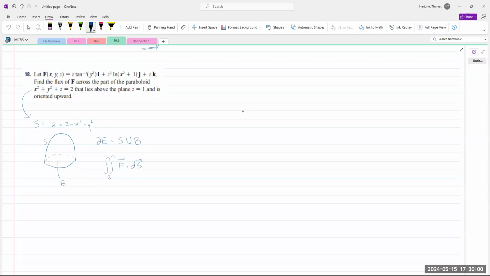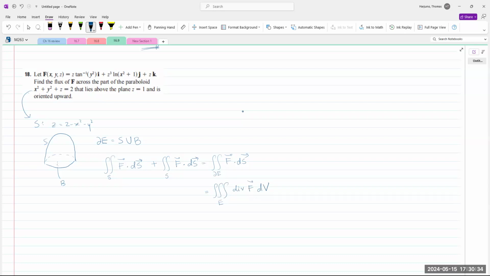Notice that the double integral over this surface S plus the double integral over surface B of f dot dS is the double integral over the boundary of E, at which we can use the divergence theorem. That's the triple integral over E of the divergence of f dV.